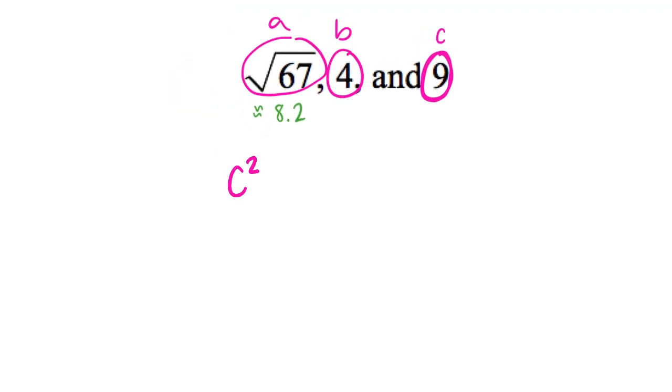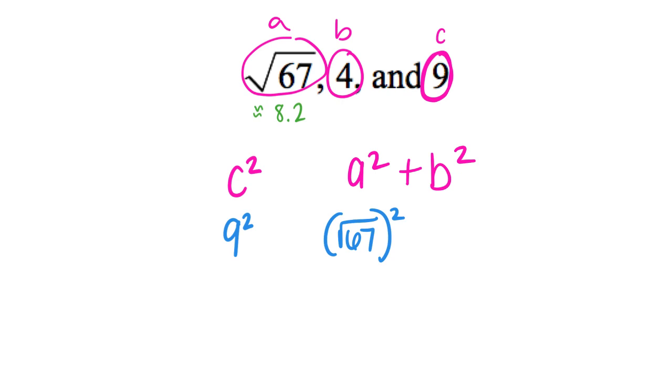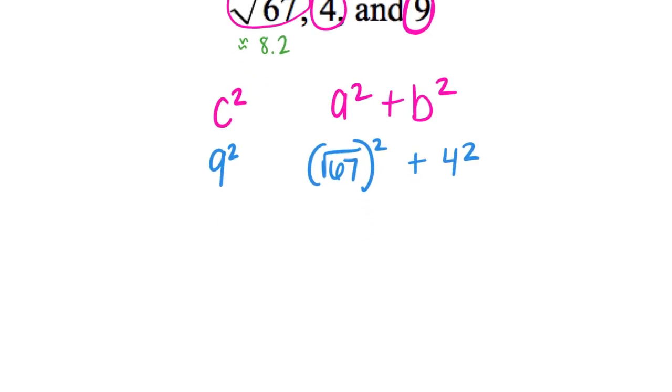And again, I'm going to put the c squared first because that's how I like to do these. Over here, I'm going to put a squared plus b squared. And then c squared is 9, so we're going to put 9 squared. And then I'm going to write it like this: the square root of 67 squared plus 4 squared. And then we're just going to calculate all of this out.